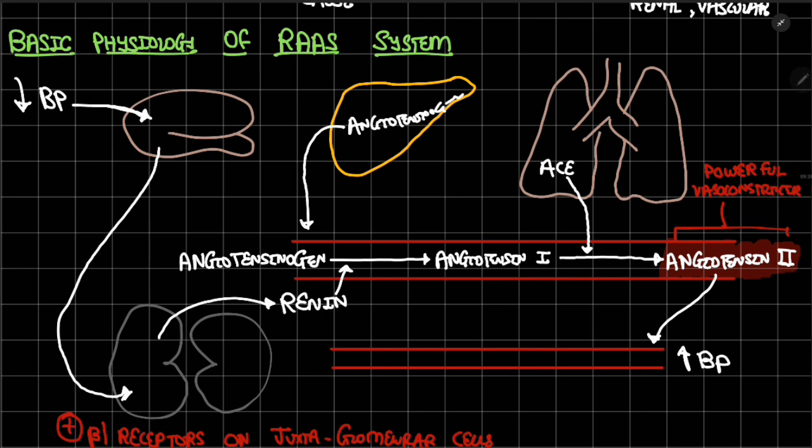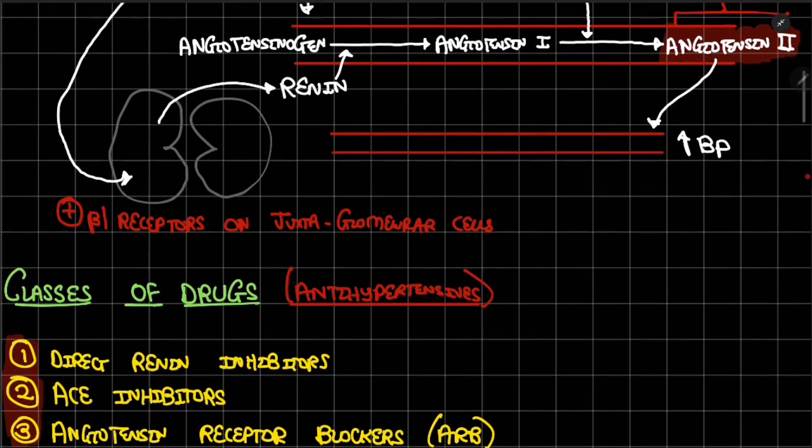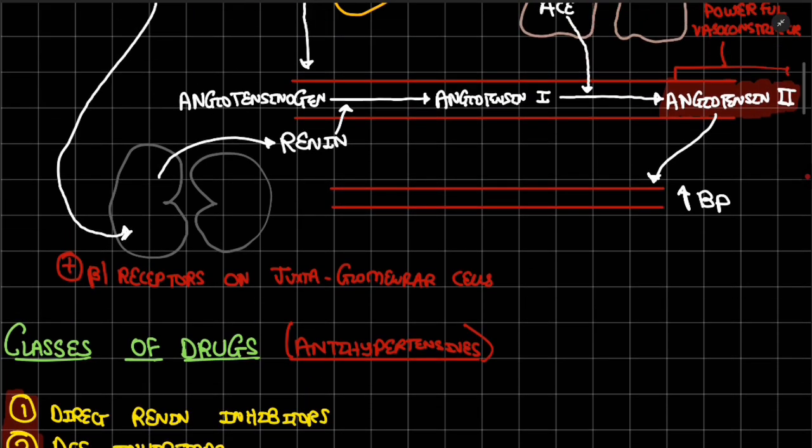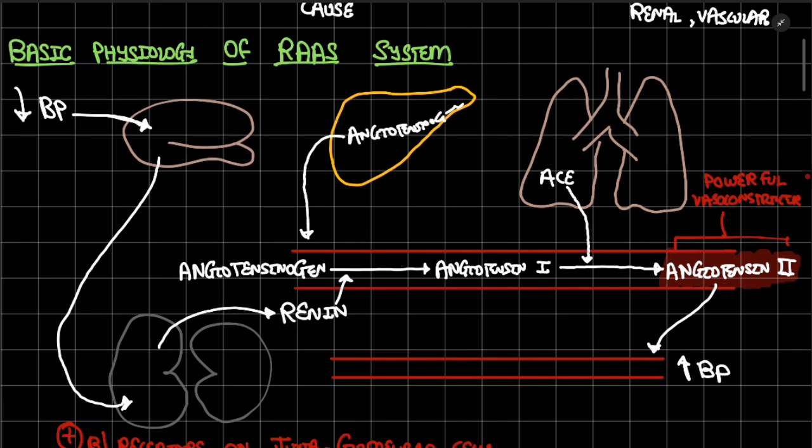Okay, so for ACE inhibitors, if this ACE enzyme, which is on the lung parenchyma, is not released in the blood, then angiotensin 1 will not be converted to angiotensin 2, and therefore the BP will not increase, rather it will decrease. Okay, and what are angiotensin receptor blockers? One thing I forgot to mention at first.